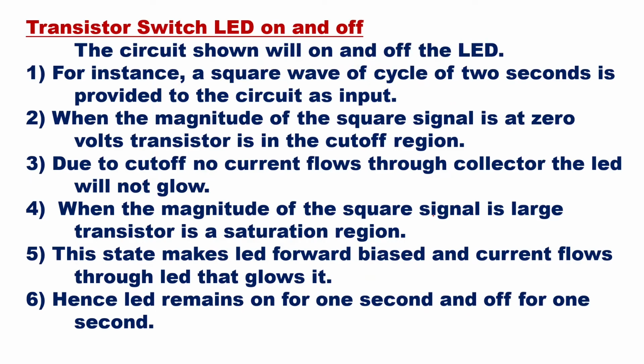So here you can see the experiment procedure. Transistor switch LED on and off. The circuit shown will turn the LED on and off. Number one, for instance, a square wave of cycle of 2 seconds is provided to the circuit as input.